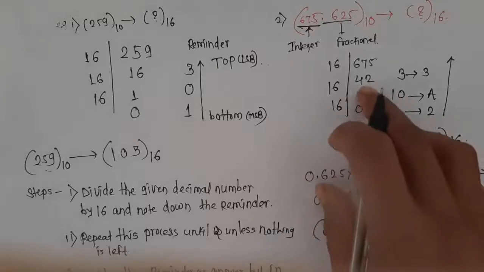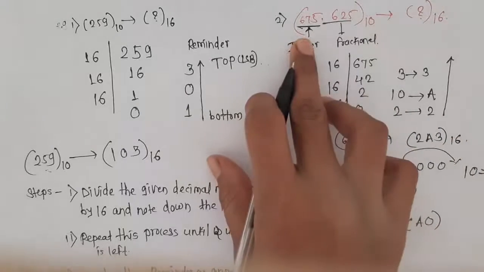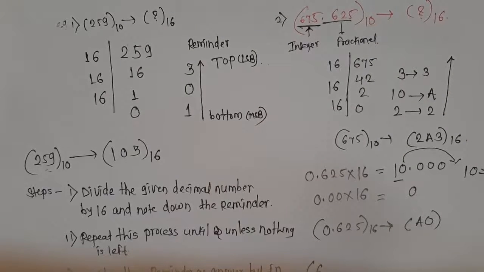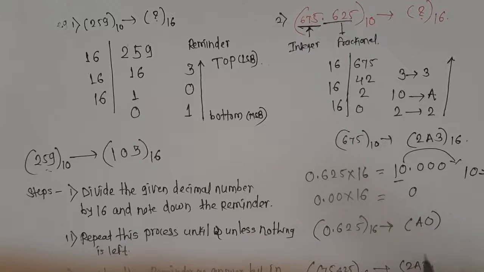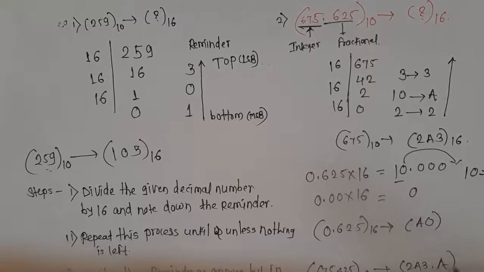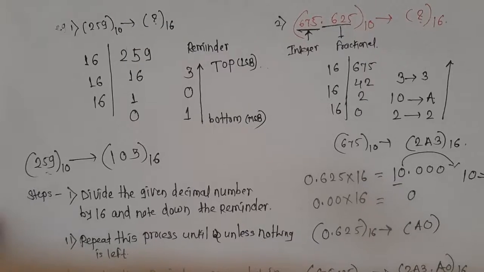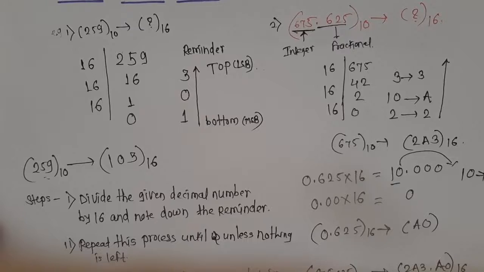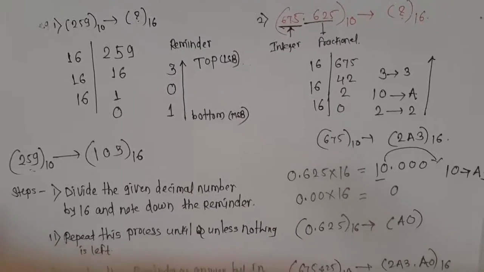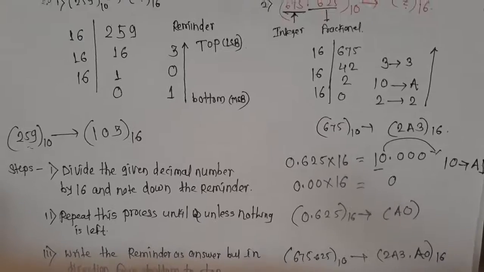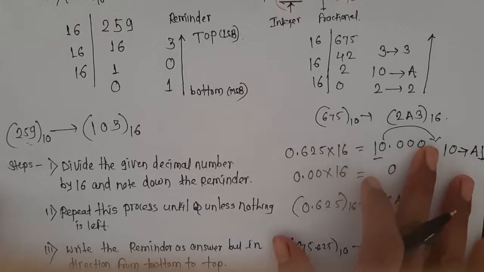So what is our answer? These are separate answers for the separate parts, 675 and 0.625. Now the combined answer for 675.625 is 2A3.A. You can take the 0 or not. So after conversion we get the value 2A3.A0.